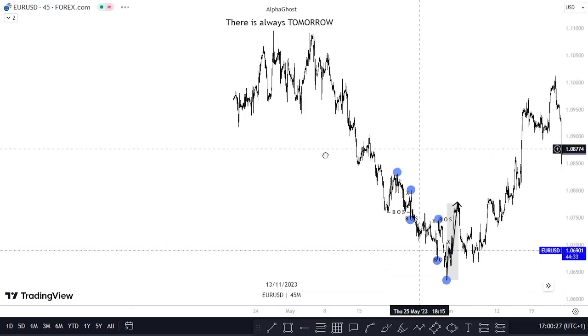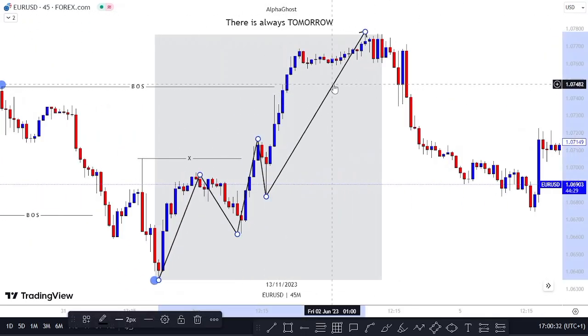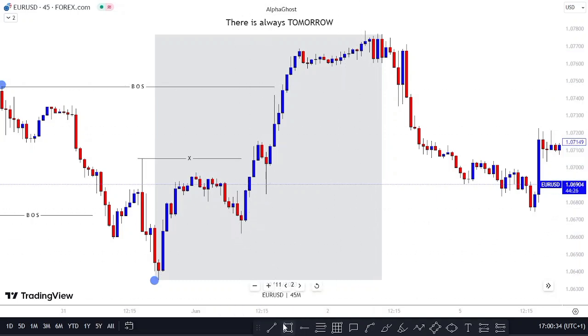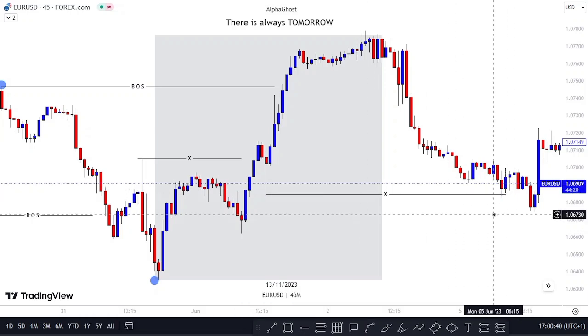Okay, here we are. Very nice. Now you can see it clearly here on the 45 minutes. Price, this is a form of structure, okay? I'm still going to go back to the 1 hour. So this is a form of structure.